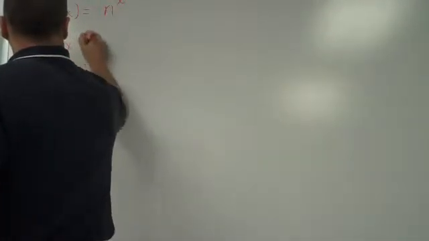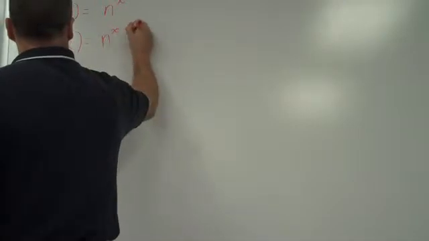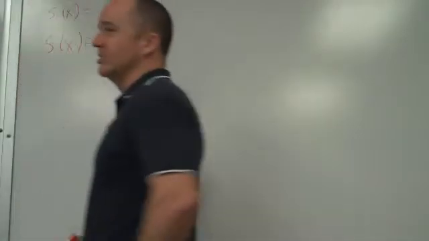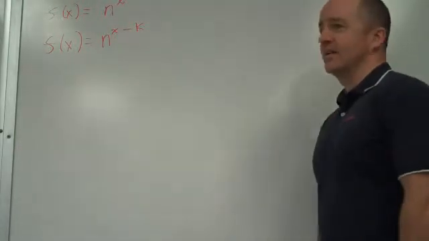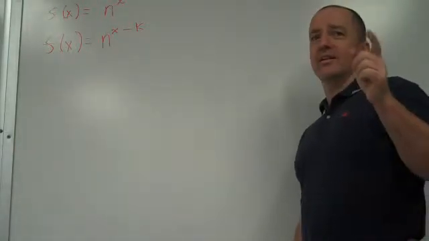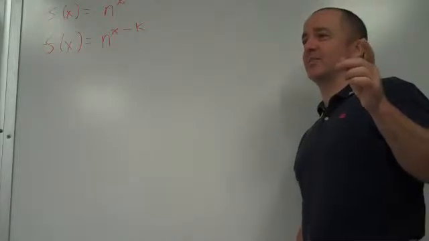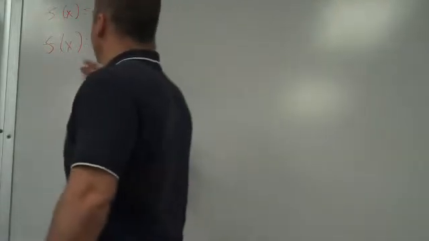Okay. What is the difference between if I have f of x equals n to the x, and f of x equals n to the x minus k? That's the x minus k. Oh, it'll move it. To the right. Move it to the right. This will be counterintuitive.